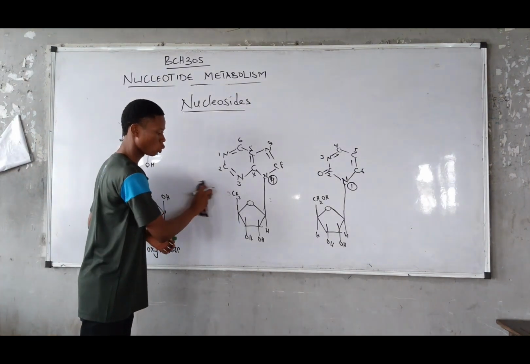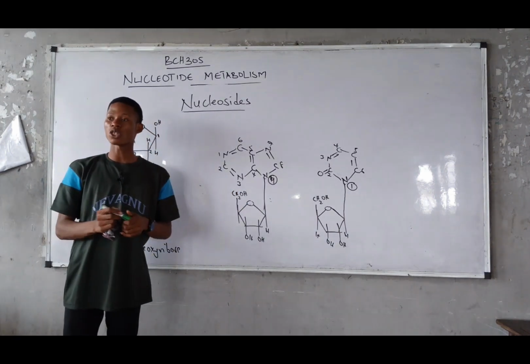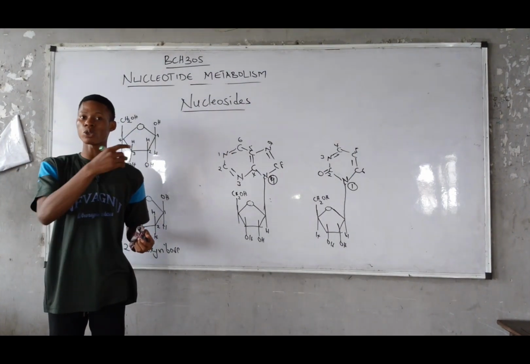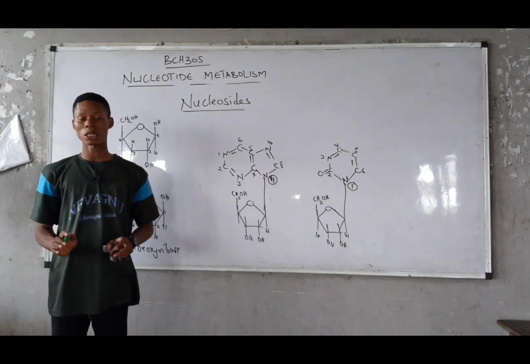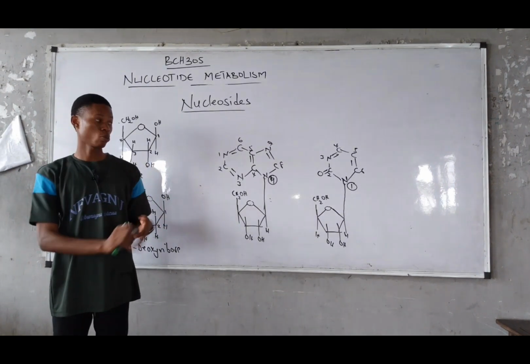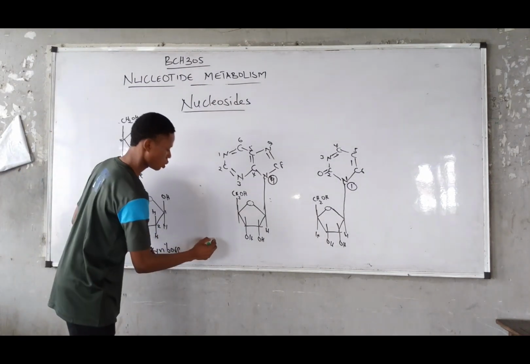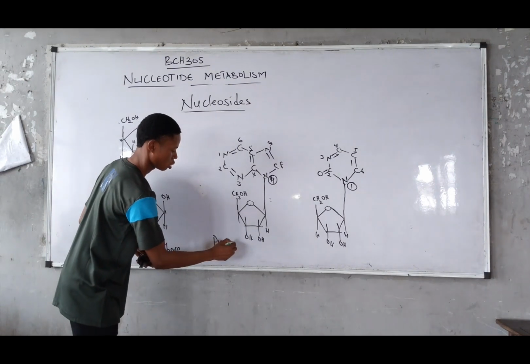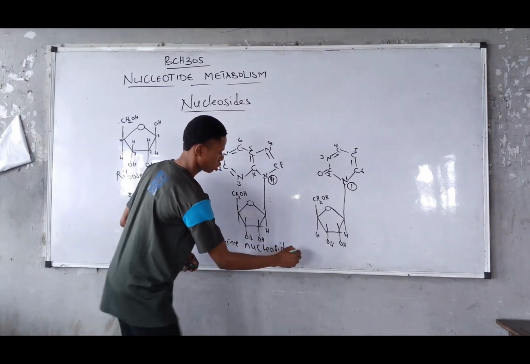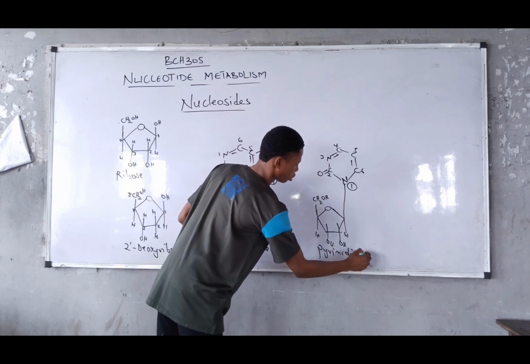So I want to believe we know how to draw them now. Now, what we are going to actually do, since we've gotten this background knowledge, is how do we biosynthesize this? How is this synthesized in our system? It's actually very simple. If you can draw this, put this down. So you can put here purine nucleoside, here pyrimidine nucleoside.